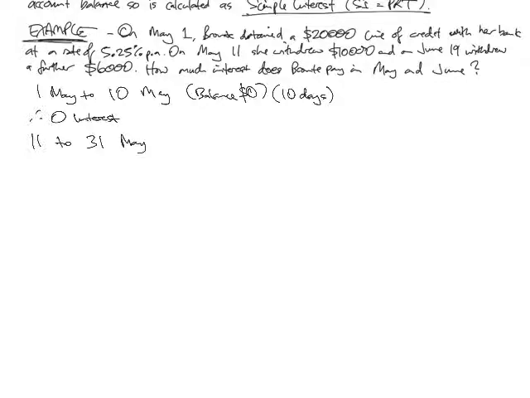The balance is going to be, she withdrew 10,000, so her balance is going to be 10,000 over those days. And how many days was that? From the 11th to the 31st inclusive, so 11, 12, 13, 14, 15, 16, 17, 18, 19, 20, 21, 22, 23, 24, 25, 26, 27, 28, 29, 30, 31. That comes to 21 days.